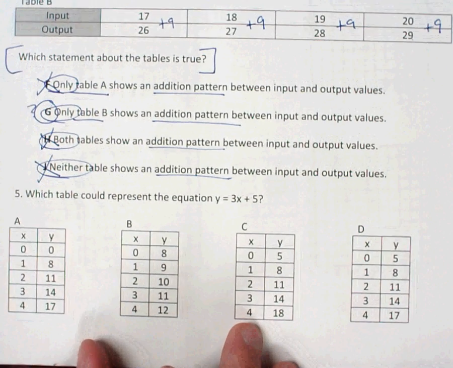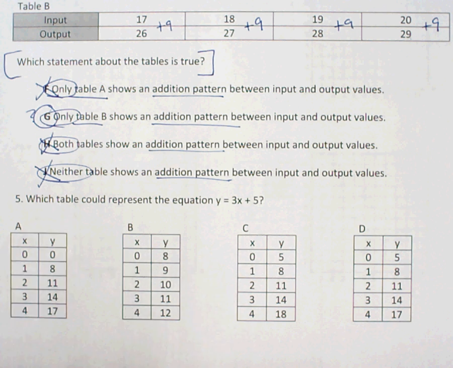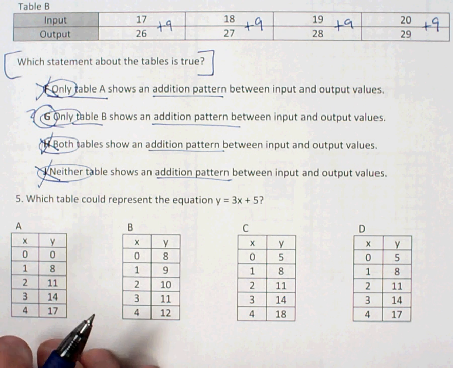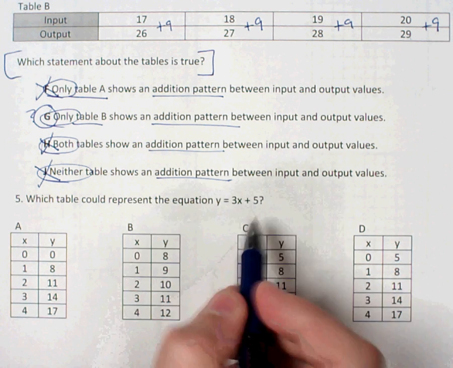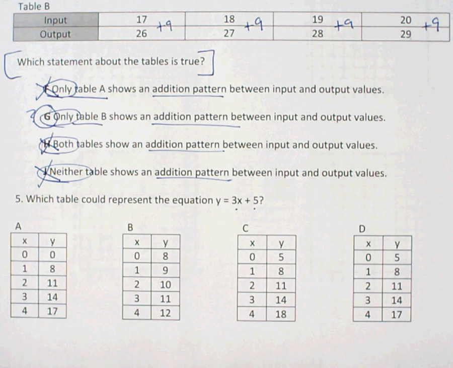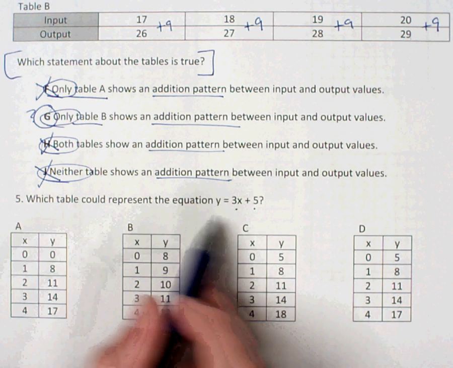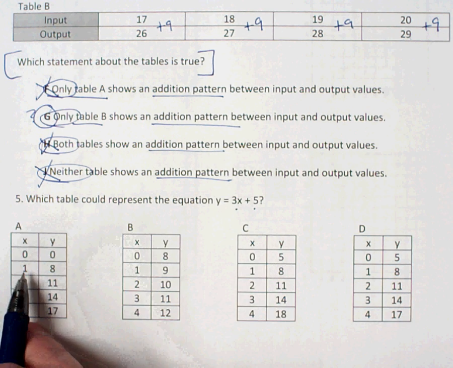This next one is the bonus question. Which table could represent the equation y equals 3x plus 5? This is the one I was talking about earlier in the video because it's actually a two-step. We've got a multiplication step and then an addition step. But the inputs are all the same and they're pretty simple inputs. So for each of these we're going to multiply the input by 3 and then add 5 to it.